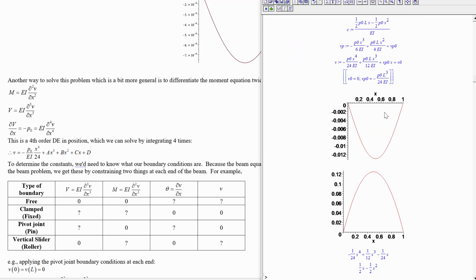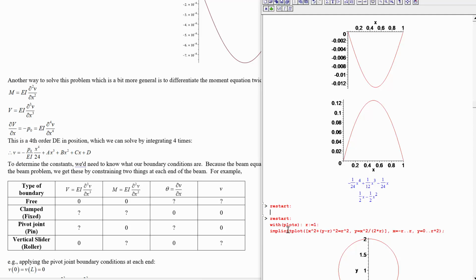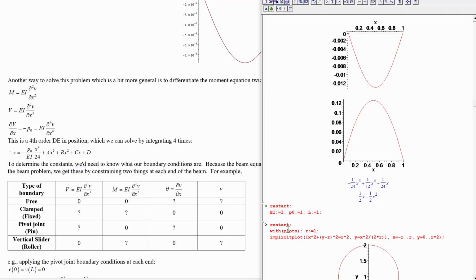So we'll start again, forget everything we know about V, M, all that stuff. And down here, we're just going to say EI is equal to 1 and P naught is equal to 1 and L is equal to 1. Then what we're going to do is ask for a dsolve of what? Do you remember how dsolve worked?